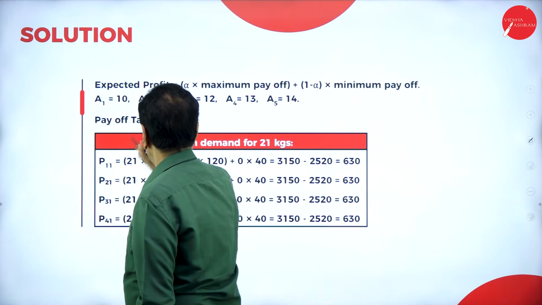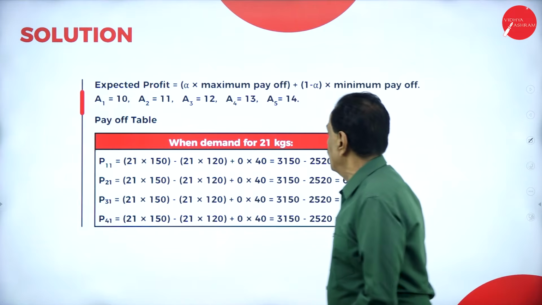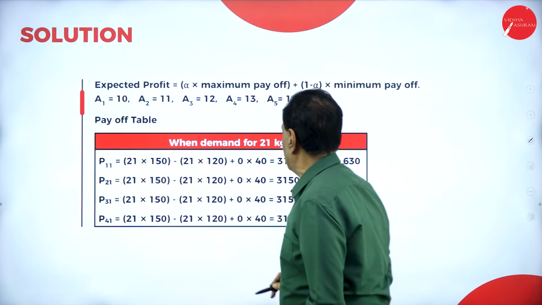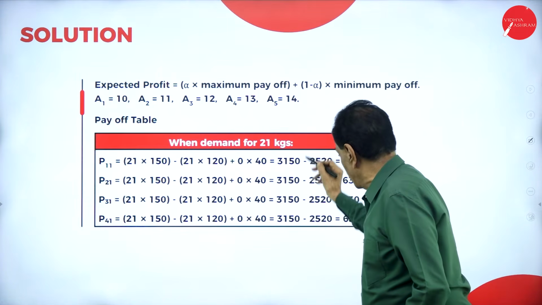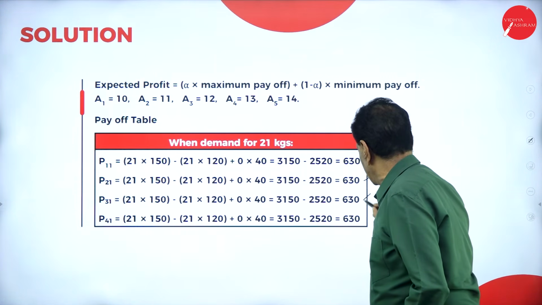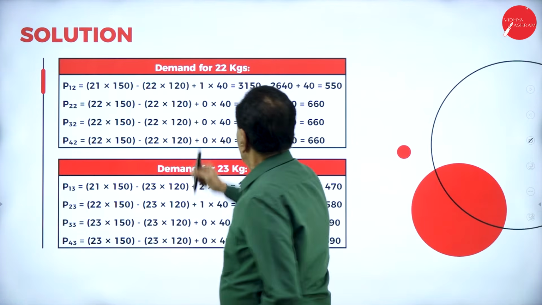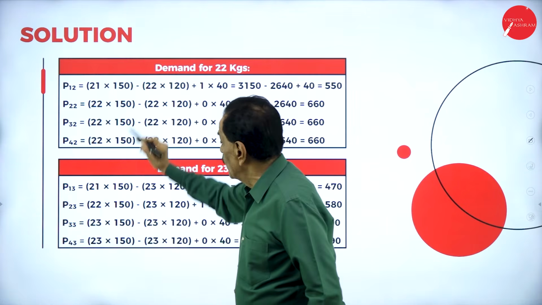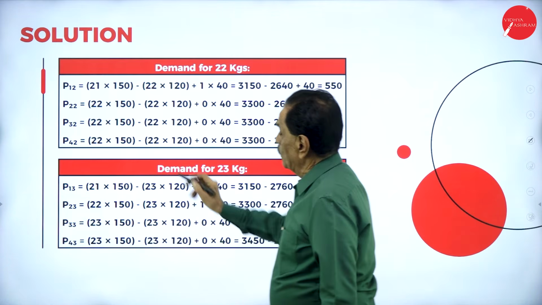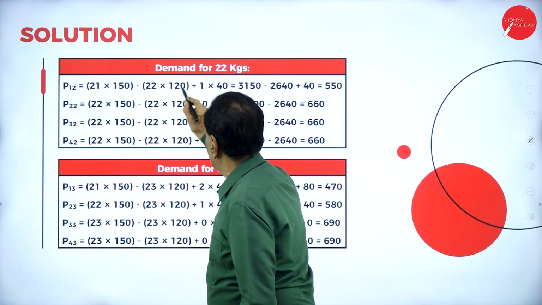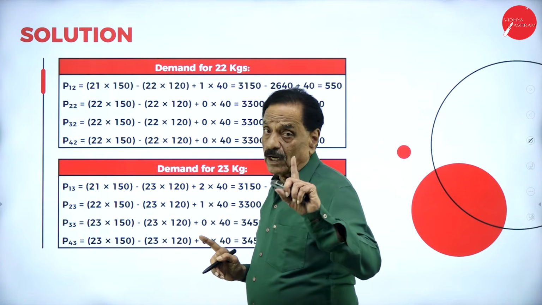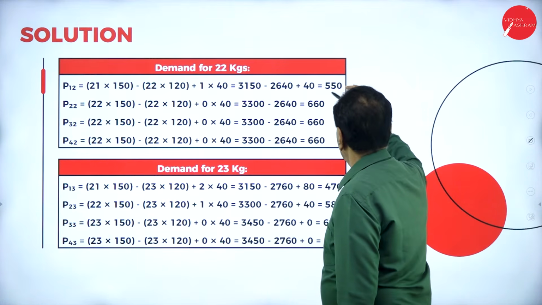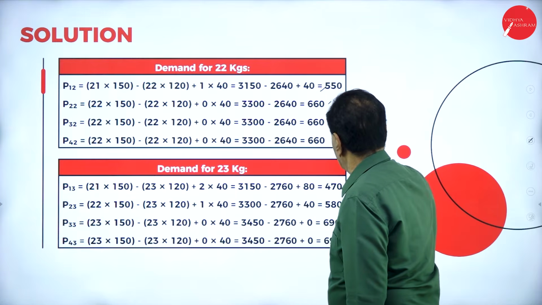Here A1 is 21, A2 is 22. So when the demand is 21 kg, 21 into 150, less 21 into 120, plus 0 into 40 for unsold. So it comes to 630, 630, 630, 630. When the demand goes to 22 kgs, 22 into 150 each time, less 22 into 120, plus 1 into 40 unsold, then 0 into 40, 0 into 40, 0 into 40. It comes to 550, 660, 660, 660.